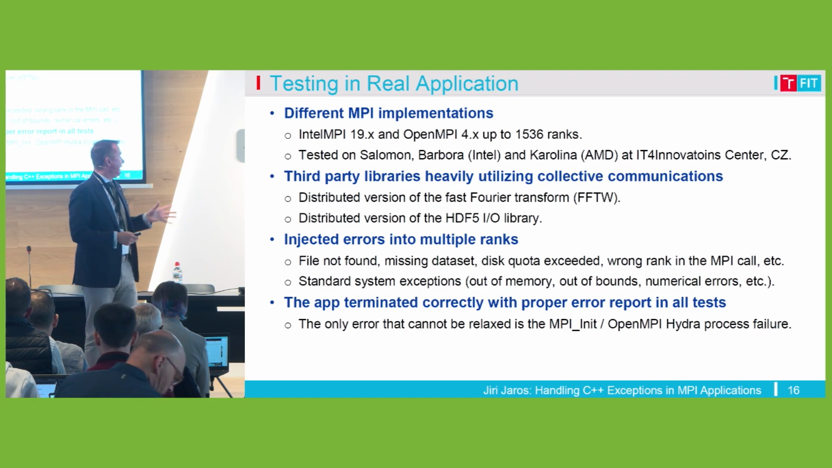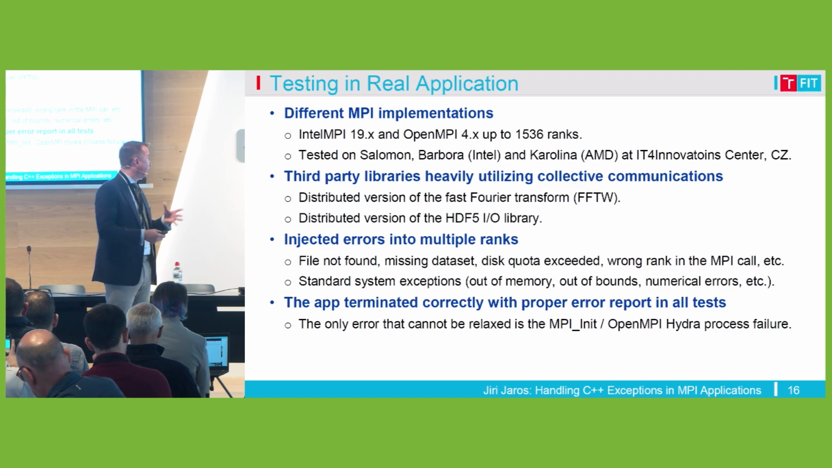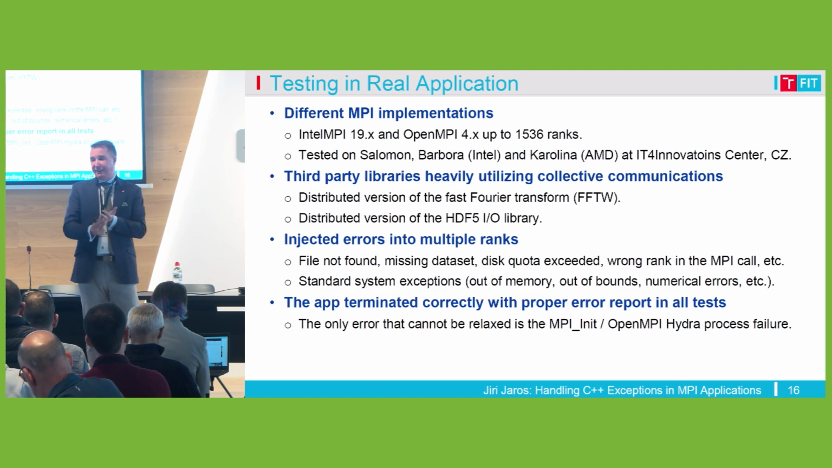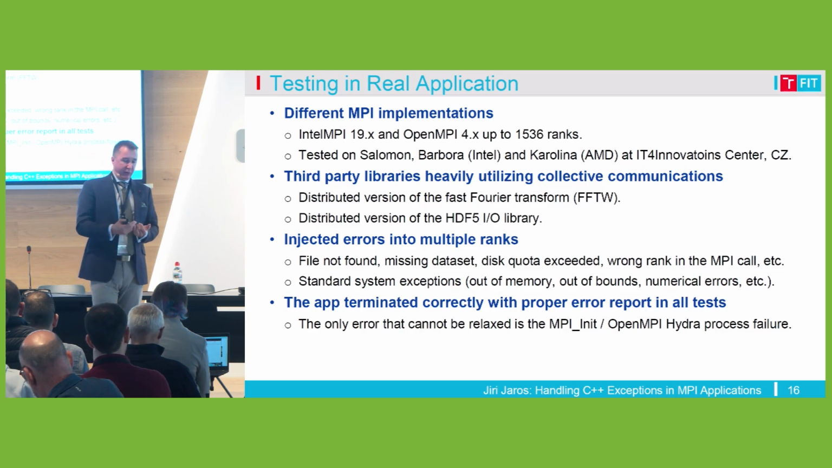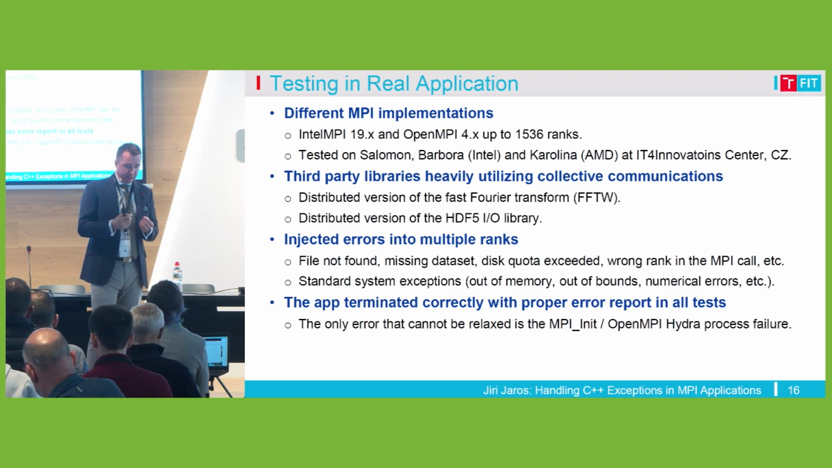So then we tried to inject different errors in multiple nodes. Some of them were, say, application-based, like file was not found, missing data set, or disk quota exceeded, or wrong rank in MPI call, or something like that. Some of them were standard C++ errors, for example, out of memory, out of bounds, numerical errors, and so on. And in all cases, the application terminated correctly, so we got just a single error message, and the application was terminated, it didn't get stuck.